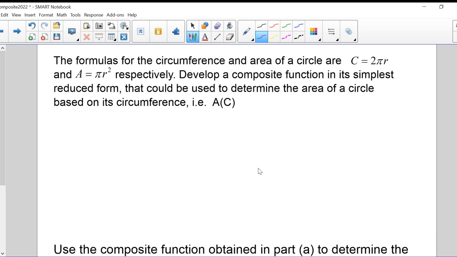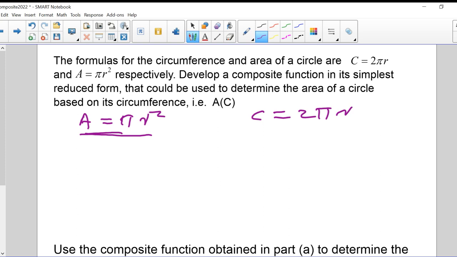Actually, we can compose it either way. We can compose the area function into the circumference function. But this is asking us to come up with a function that goes from A directly to C. So I'm going to write down those two formulas again. My A function is pi r squared. My C function is 2 pi r. What I really want to do is to see if I can put this function here not with A and r, but with A and C. That's my goal. I want to be able to put the circumference directly into something and get the area.